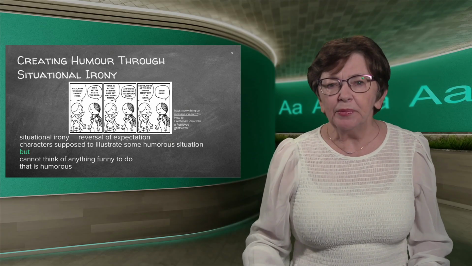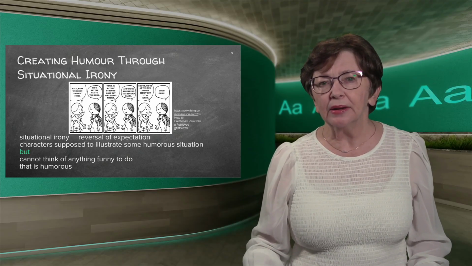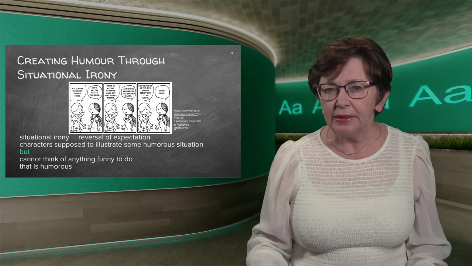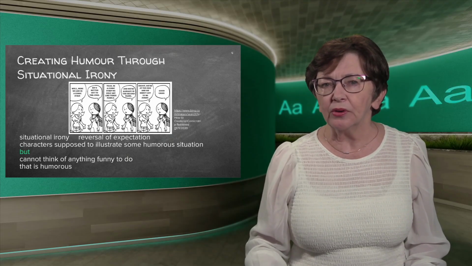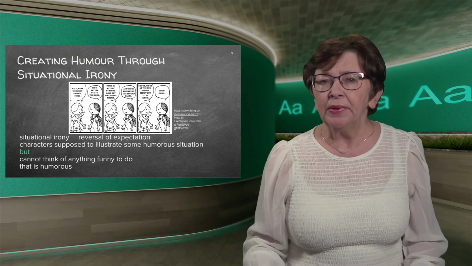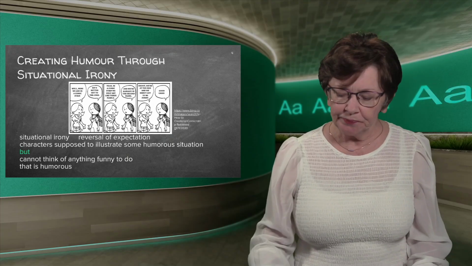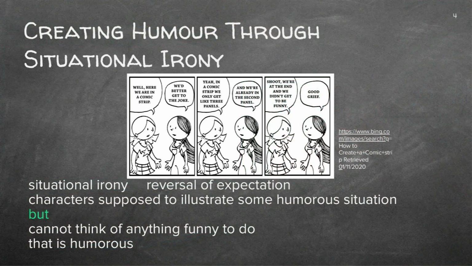Now, let me help you. Let me give you an idea as to how to go about finding the intention of the cartoonist, and just follow this rule. The first thing to look for is situational irony. You really have to look for situational irony, which entails the following: a reversal of expectation. Can you see it in this comic strip? They are supposed to be funny, and yet they cannot find a way to be funny.